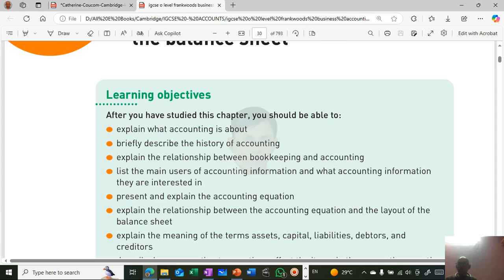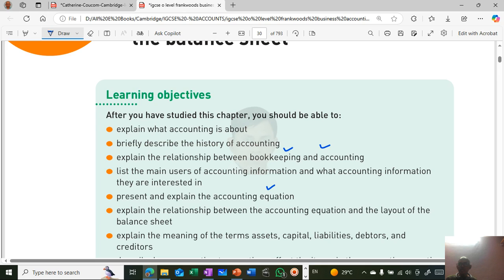So after you have studied this chapter, you should be able to, what are the objectives? Explain what accounting is about. So what do you mean by accounting? Describe the history of accounting. Explain the relationship between bookkeeping and accounting. List the main users of accounting information and what accounting information they are interested in. Present and explain the accounting equation. Explain the relationship between the accounting equation and the layout of the balance sheet.